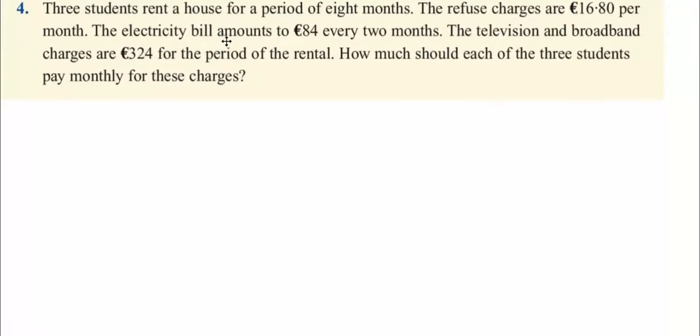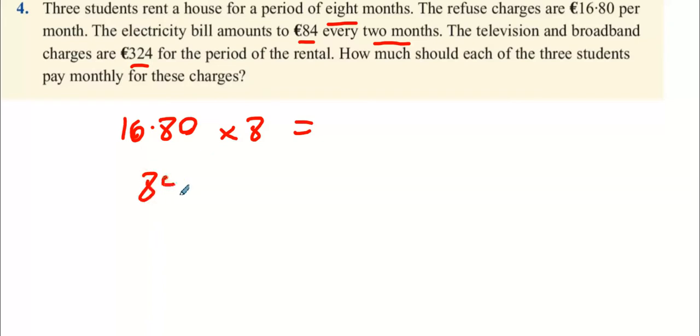3 students rent a house for a period of 8 months. The refuse charges are €16.80 per month. The electricity bill amounts to €84 every 2 months. The television and broadband charges are €324 for the period of the rental. How much should each of the 3 students pay for these monthly charges? So it's 8 months, okay? So it's going to be €16.80 for the refuse charges. You're going to multiply that by 8.